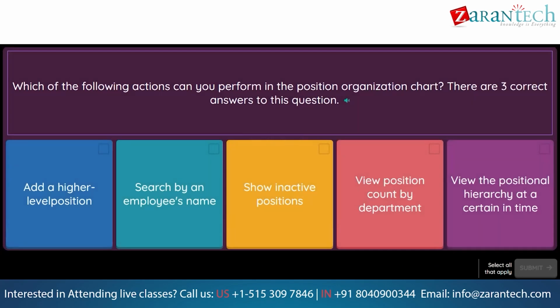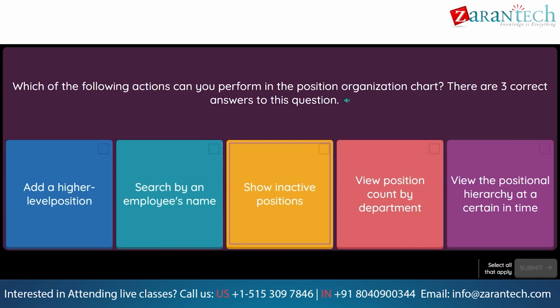Question: which of the following actions can you perform in the position organization chart? There are 3 correct answers to this question. Option 1: Add a higher level position. Option 2: Search by an employee's name. Option 3: Show inactive positions. Option 4: View position count by department. Option 5: View the positional hierarchy at a certain point in time.